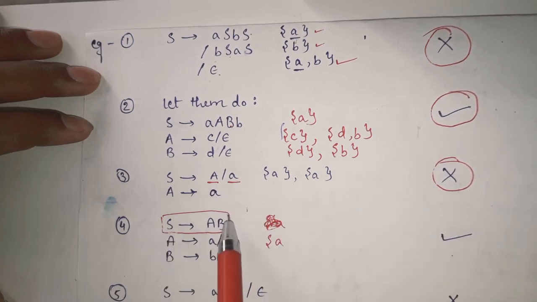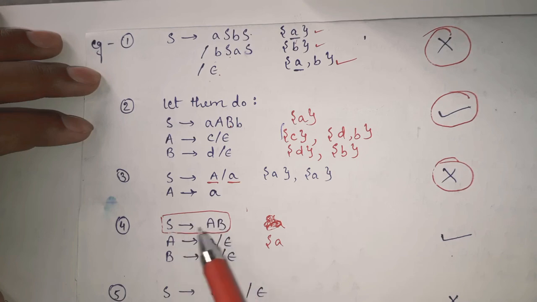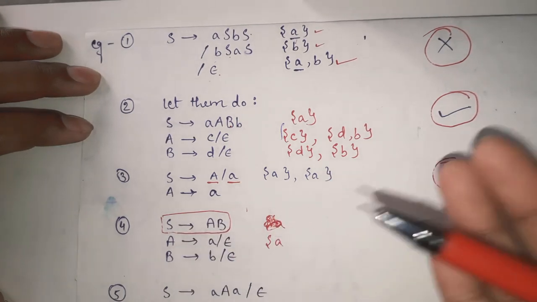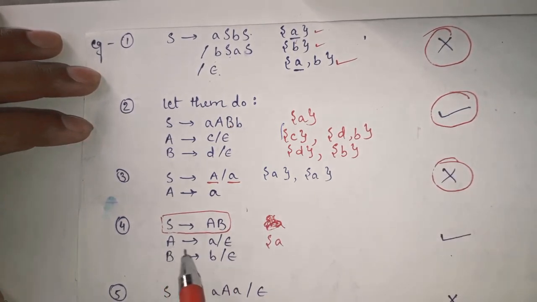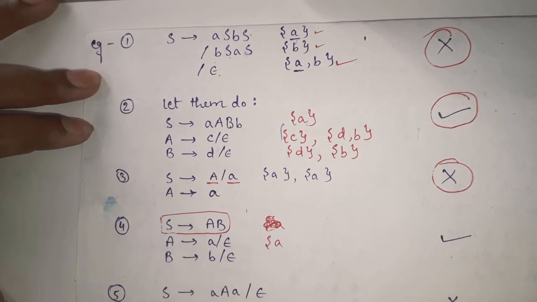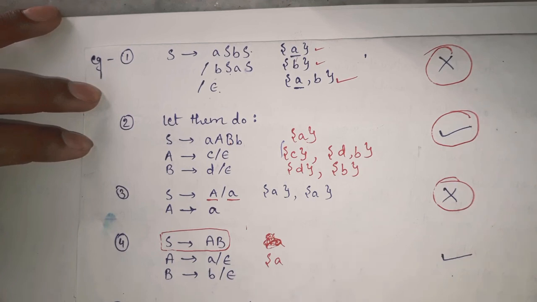But whenever there is only one production for any given LHS, I need not check at all, because wherever it will be placed, it can never collide. It can never be more than one. But here again, A gives small a and A gives null. In this case again we have to check, because two productions are there. So in such cases you have to see whether they are colliding or not.